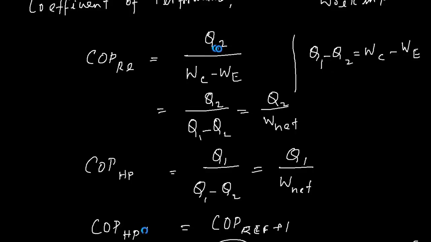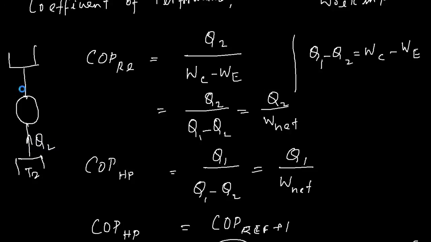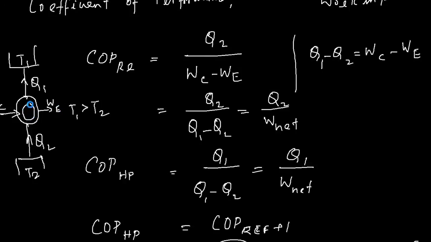So you can say for a refrigerator, COP is Q2 over Q1 minus Q2, and COP of heat pump is Q1 over Q1 minus Q2, whereas your cycle will look like this. It's T1, let's call it T2, Q2, Q1, T1. Its condition is T1 greater than T2, and you've got your compression work and your expander work coming out of the system. So that is your cycle.